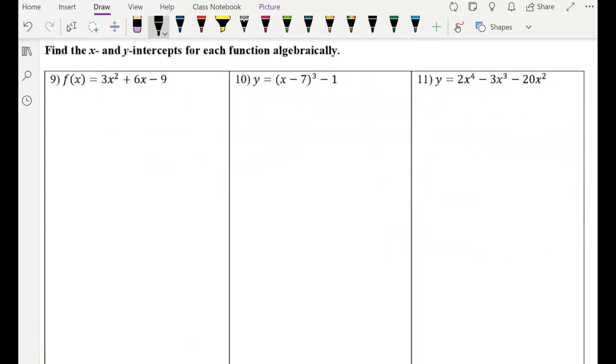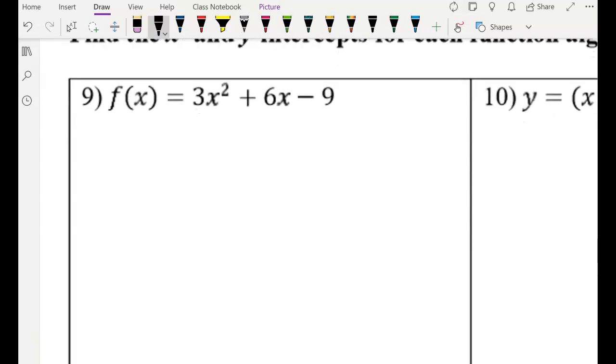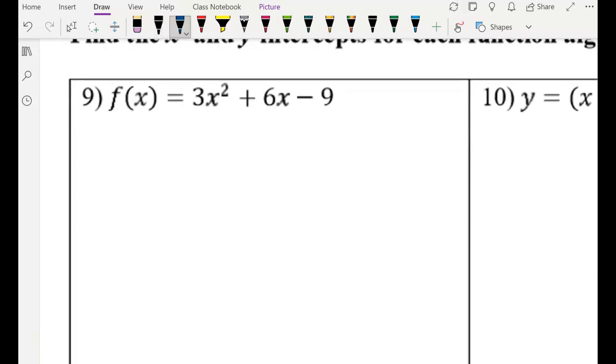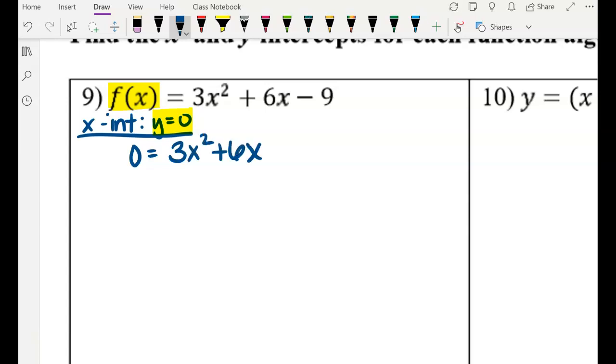Okay, so our next 3 questions, students, it says find the x and y intercepts for each function algebraically. So x-intercept, as you guys remember from last unit, is when y equals 0. So let's start with that. We need to set y equal to 0. y is the same as f of x, so we take f of x and make it equal to 0. So 0 equals 3x squared plus 6x minus 9.